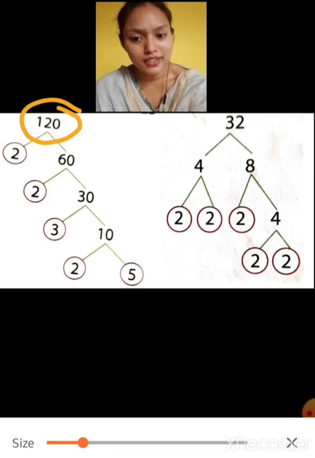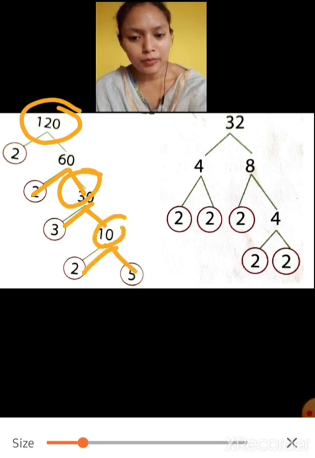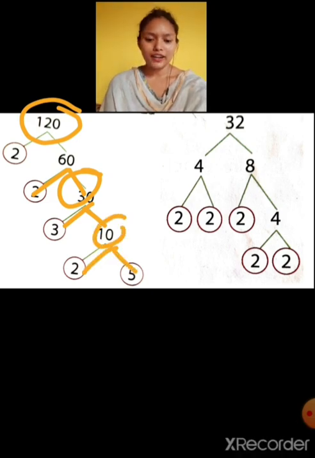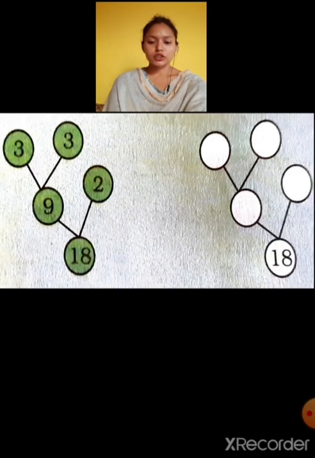So we will take 60. 60 again, 30 multiplied by 2. Then 30, 3 multiplied by 10. Then 10, 5 multiplied by 2. Like this we can find the factors. This is known as a factor tree. So let's do some and you will get to know how to do these.